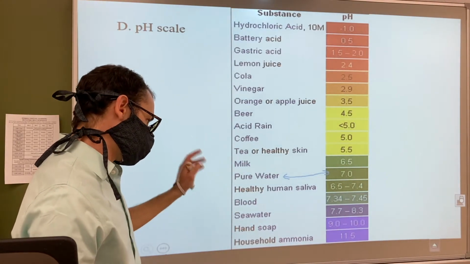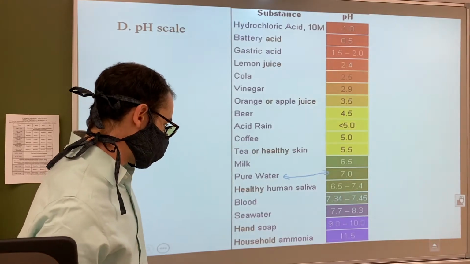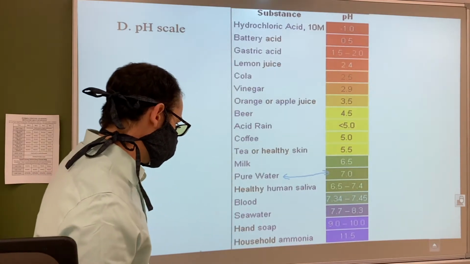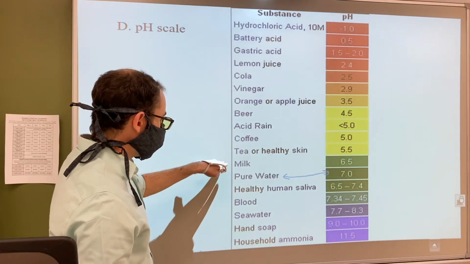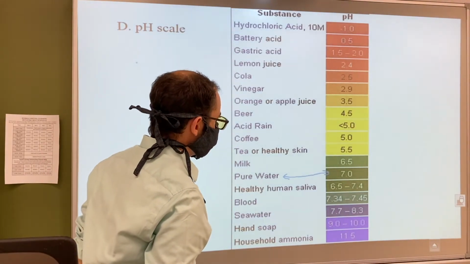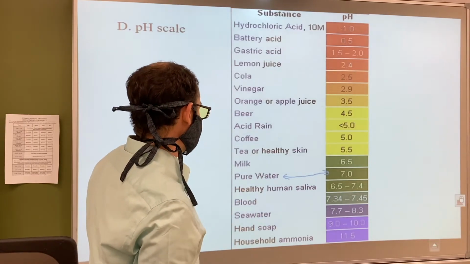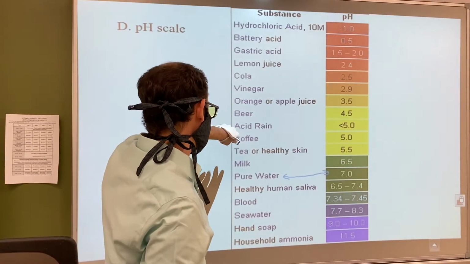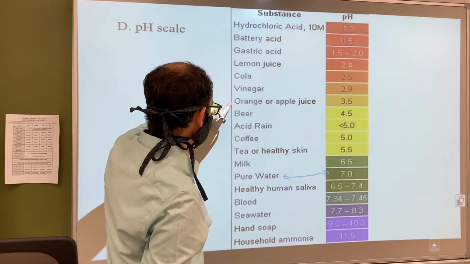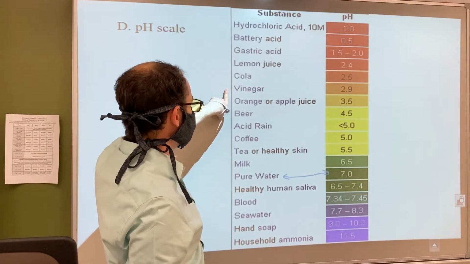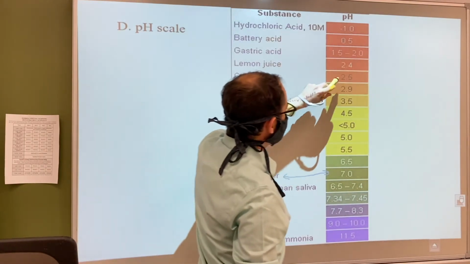Hand soap, again, it's good for cleaning your hands. Basic. Ammonia, basic. But look at all the things that we eat or drink that are acidic. Tea. Well, I guess we don't eat healthy human skin. That would be weird. Coffee. We have apple juice. Well, I guess we don't drink vinegar. But soda. Look how low that is.